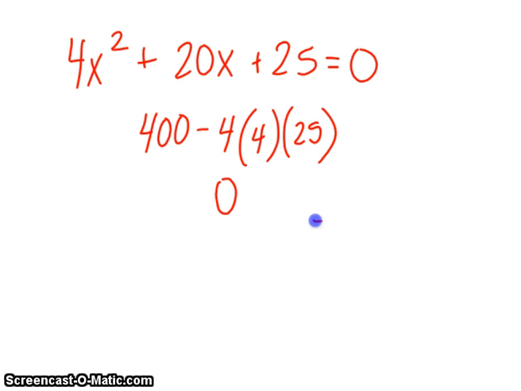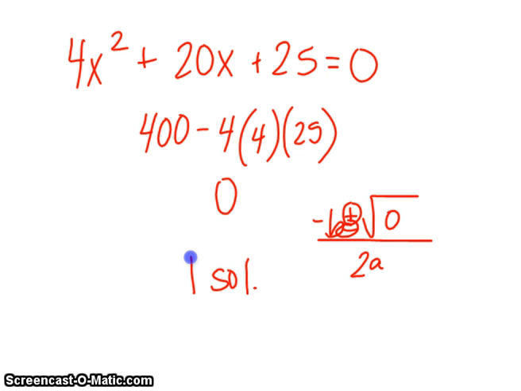So in this case, you would have negative b plus or minus the square root of 0 over 2a. The square root of 0 is just 0. So if you add it or if you subtract it, it's the same thing. That's why you would only have one solution. So that's how you would interpret the discriminant.